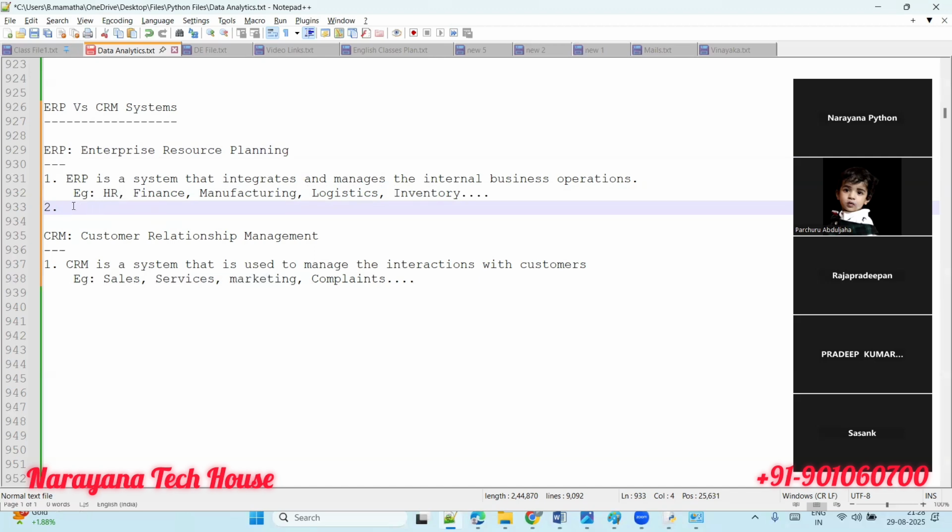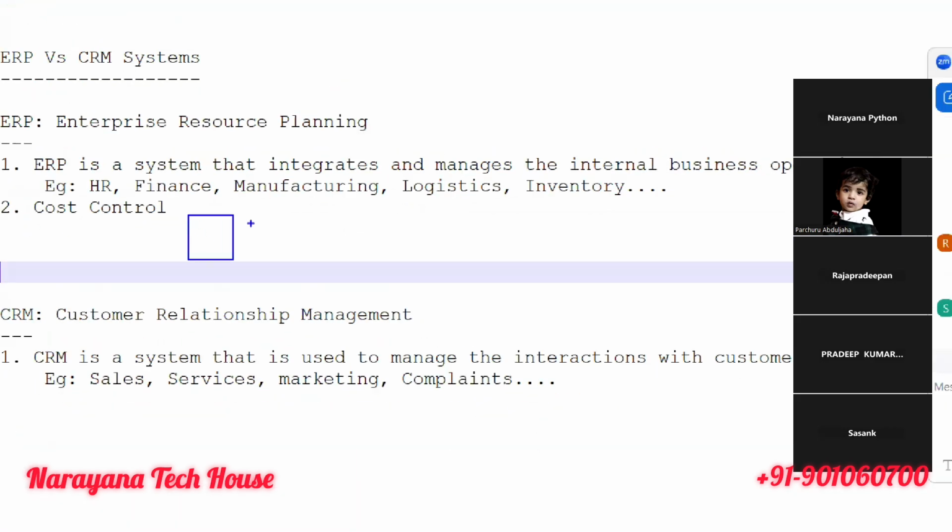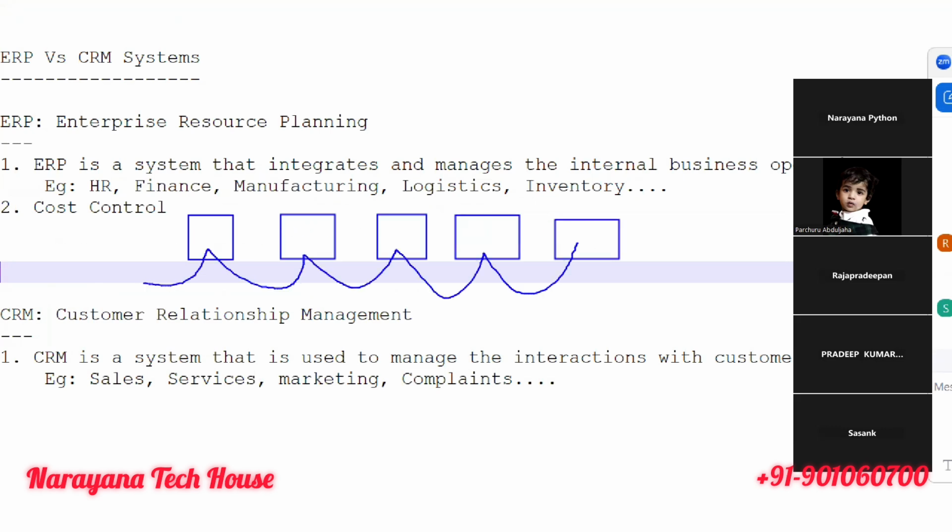Cost control plus smooth internal operations, right? So what is the meaning of cost control? Observe, guys, here. Suppose you maintain a separate system for HR, a separate one for finance, manufacturing, logistics, and inventory. Then we have to maintain multiple systems, and we require multiple teams again just for maintenance. We have to provide multiple systems, which is costly.